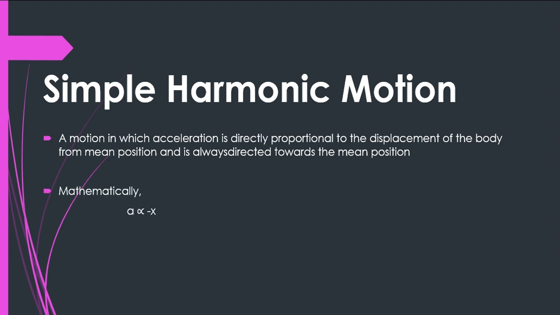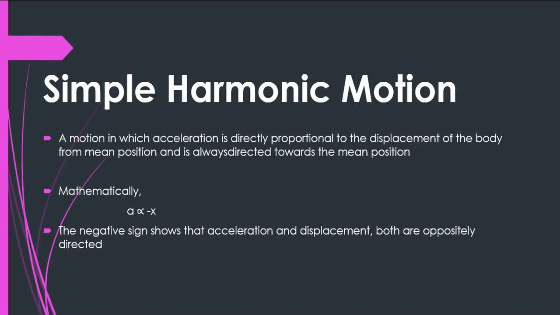Mathematically, acceleration is directly proportional to x. a stands for acceleration, x stands for displacement, and the negative sign indicates that acceleration is directed towards the mean position. The negative sign shows that the acceleration and displacement are oppositely directed.